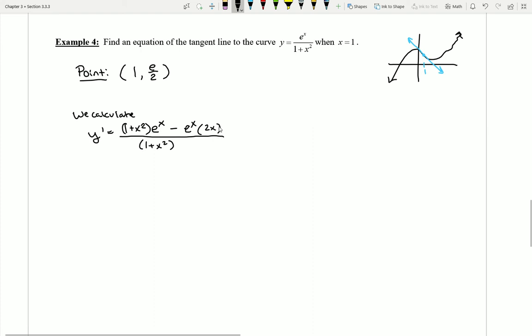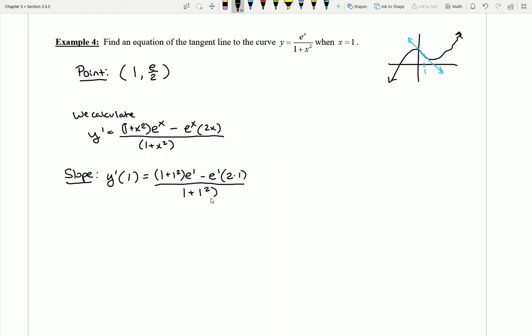Okay, so now that I have this derivative, I just need to go ahead and state that if I want to find my slope, I just need to go to my derivative and plug in the value of x where I'm trying to make the tangent line. So I'm going to go to my derivative and plug in 1 for all the x's. So that's going to get me 1 plus 1 squared, e to the 1 minus e to the 1 times 2 times 1, all over 1 plus 1 squared.